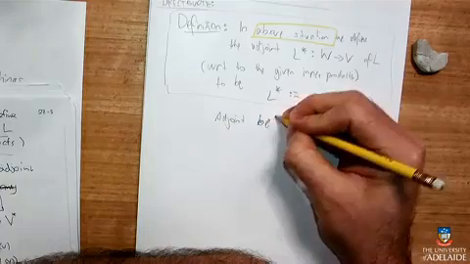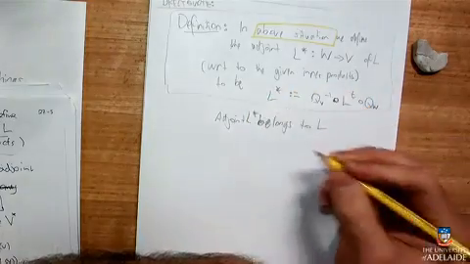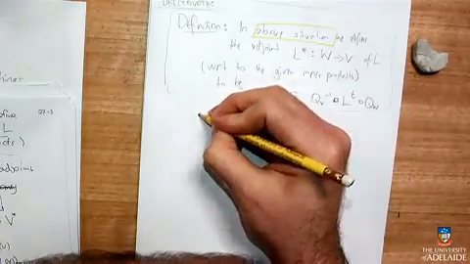It belongs to L. The adjoint L star belongs to L. This is my moral so far. That's the first thing I have noticed.